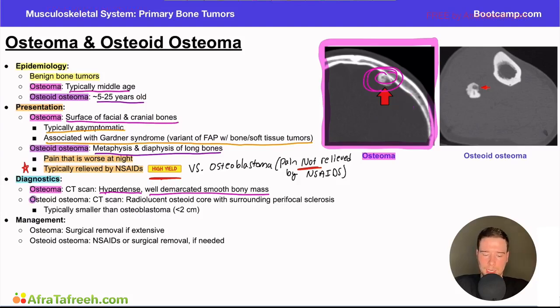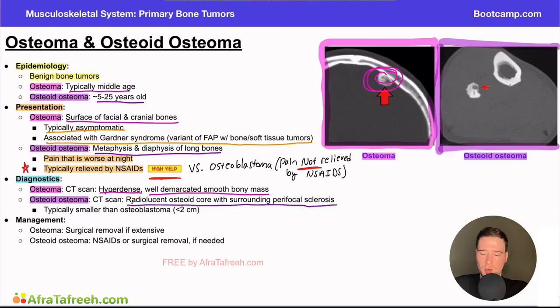Now let's contrast that with an osteoid osteoma, which we'll also look at on CT scan, and we can see it over here, which is going to show up more as a radiolucent osteoid core with surrounding perifocal sclerosis. So what's that mean? Well, we have this mass over here, right? We have the arrow. We have kind of an osteoid core with sclerosis around it, right? This white area is sclerotic and it is surrounding the tissue.